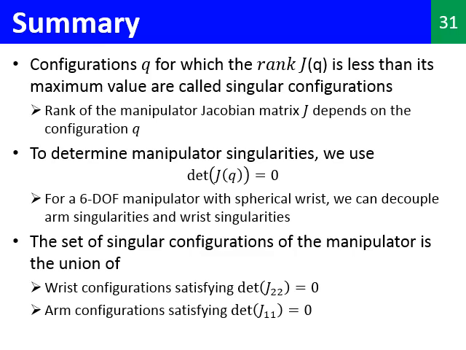We can determine manipulator singularities by setting the determinant of the Jacobian matrix equal to 0. For a 6 degree of freedom manipulator that has a spherical wrist, we are able to decouple arm singularities and wrist singularities. The wrist singularities satisfy the equation determinant of J22 equals 0, and the arm singularities satisfy the equation determinant of J11 equals 0.